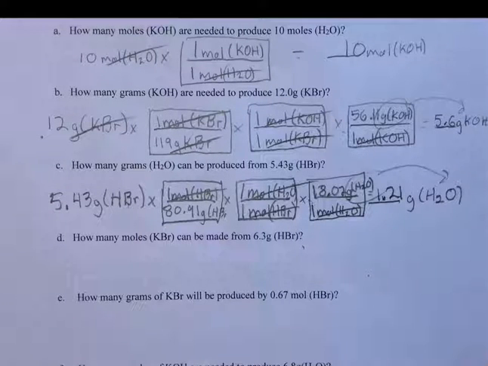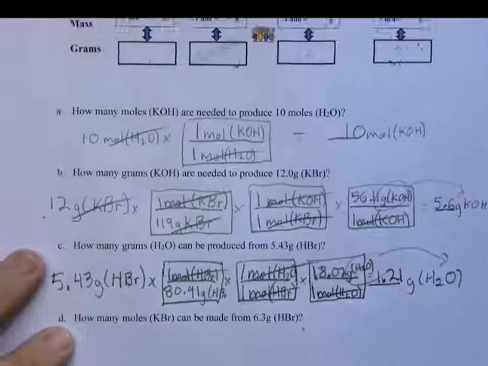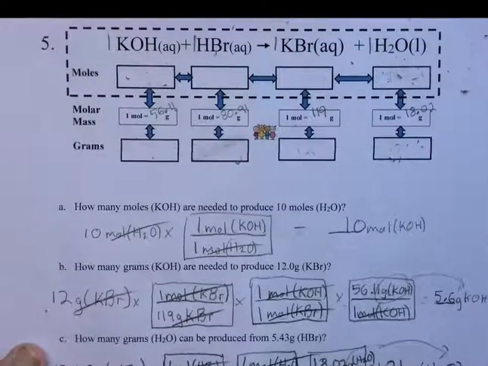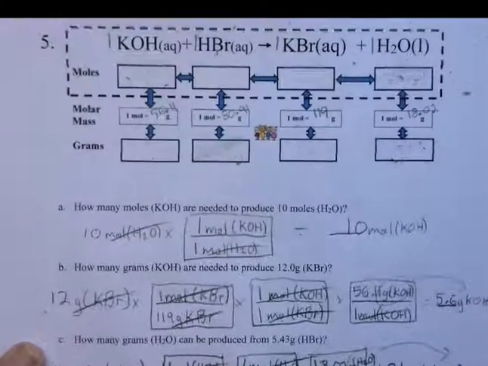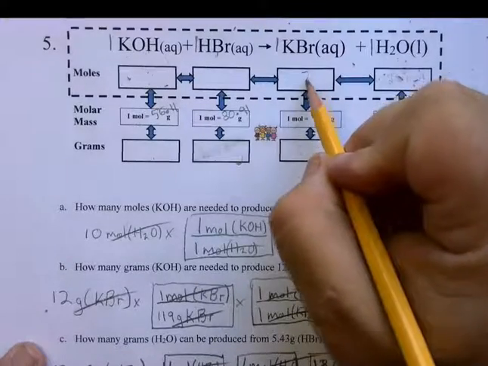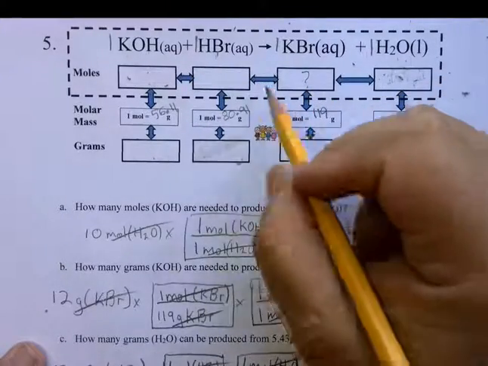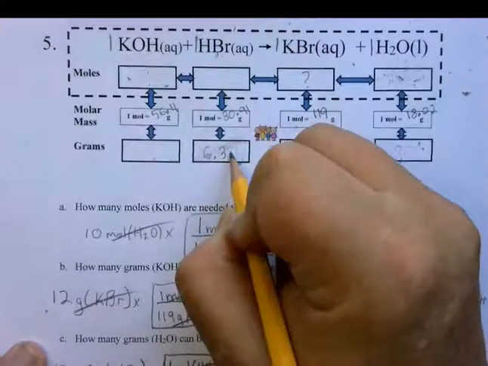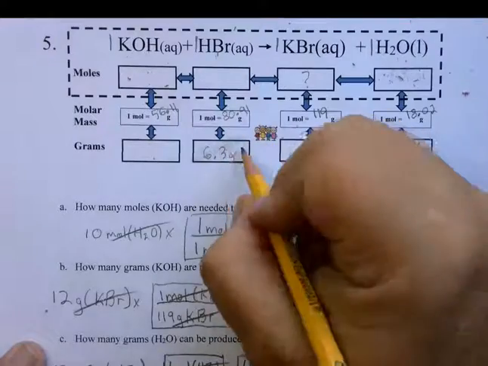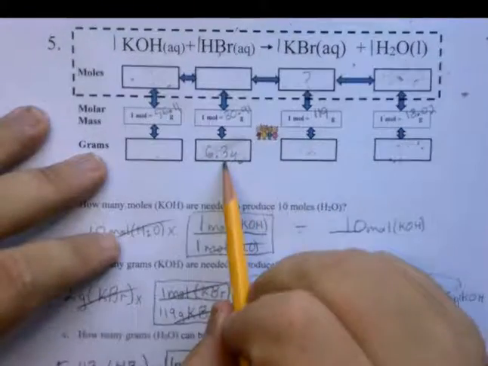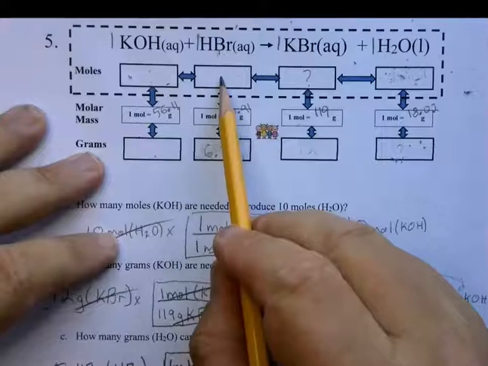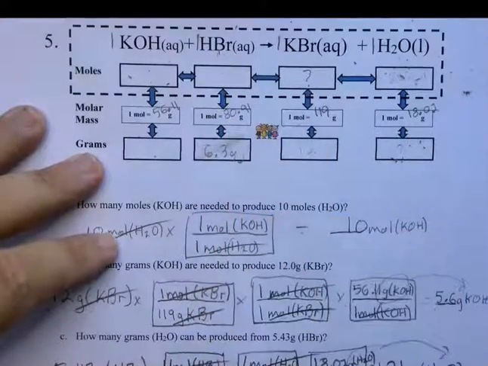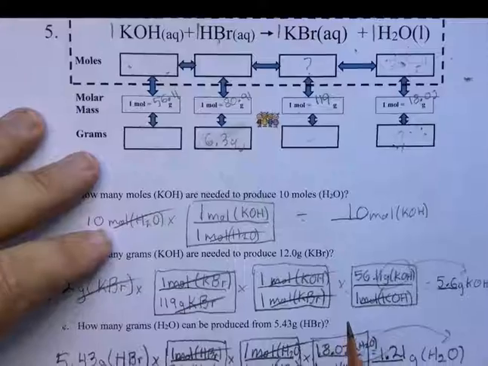Okay, we've got how many moles of KBr can be made from 6.3 grams of HBr. So we want to know moles of KBr. There it is right there, moles KBr. And grams of HBr is 6.3. Okay, so our path is to go from grams to moles of HBr and then move over to moles of KBr. So let's go ahead and do that.